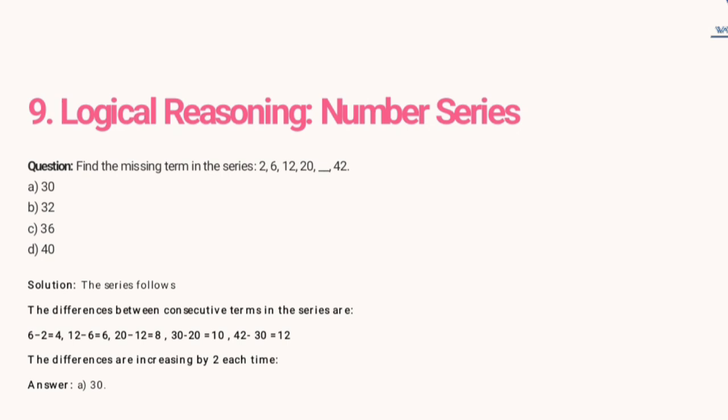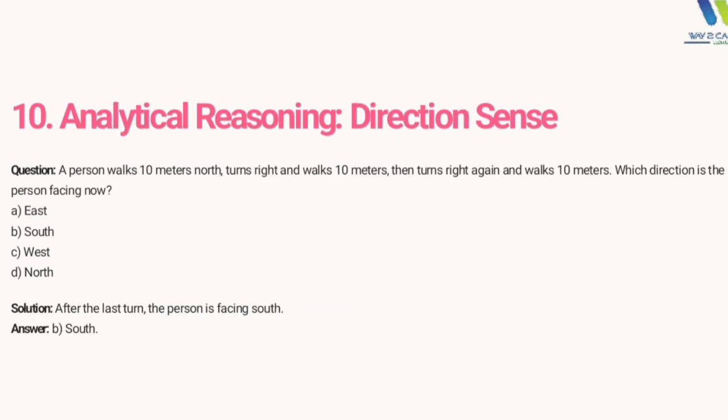And finally, here is a question from direction sense. Again, it is purely common sense based. A person walks 10 meters north, turns to his right 10 meters, then turns to his right again 10 meters. Which direction is that person facing now? First, he moved towards north, then right: north to right, east. East to again right, south. South is the answer. That is basic common sense.